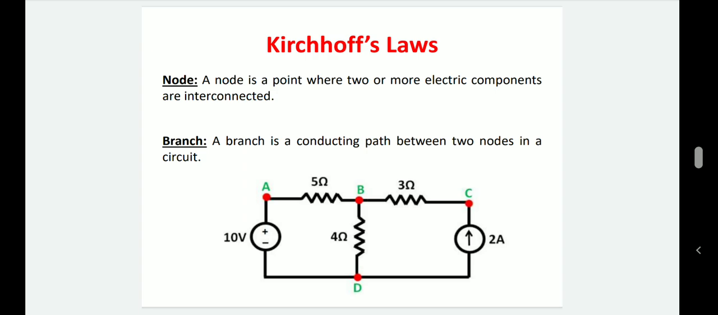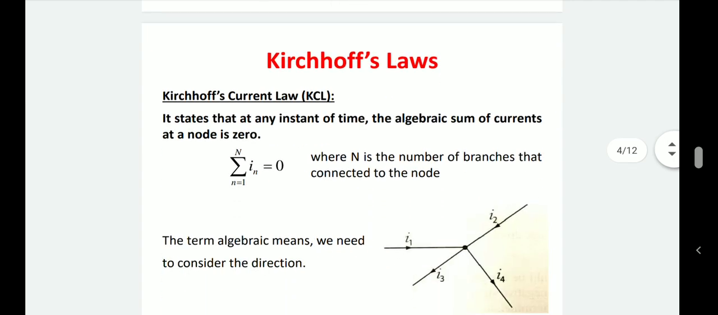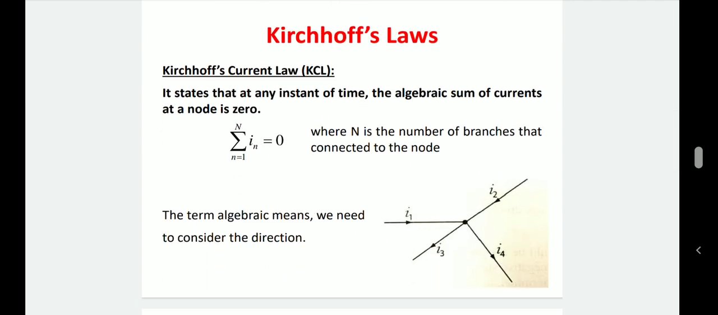Okay, so that is meant by a branch. Before going to Kirchhoff's laws, you should be aware of these two terms: what is meant by a node and what is meant by a branch. Next we are going to Kirchhoff's laws. There are two Kirchhoff's laws, Kirchhoff's current law and Kirchhoff's voltage law. These two laws you might have studied in plus two standard. Anyway, first we are going to discuss Kirchhoff's current law, or in its short form, KCL.